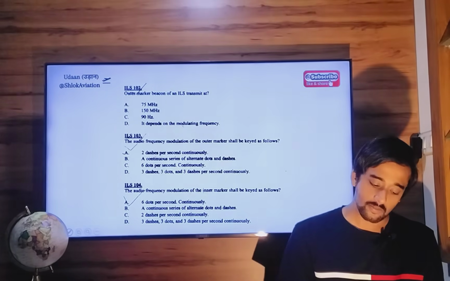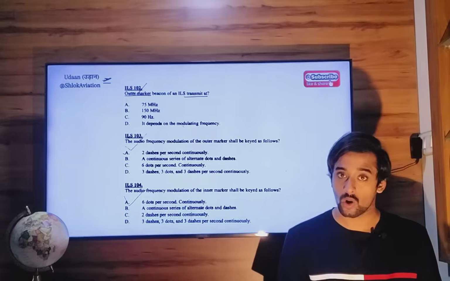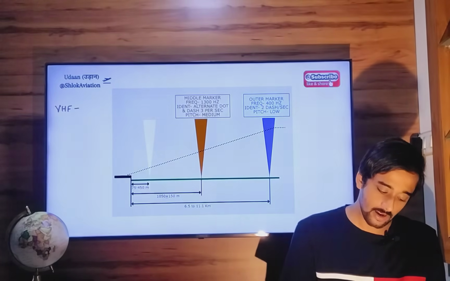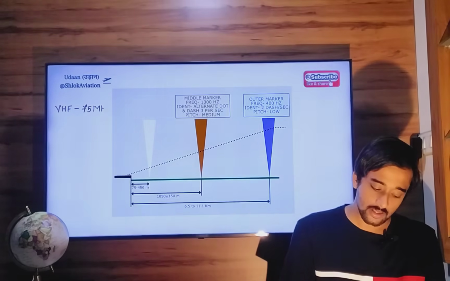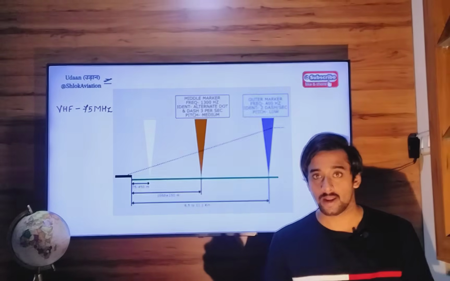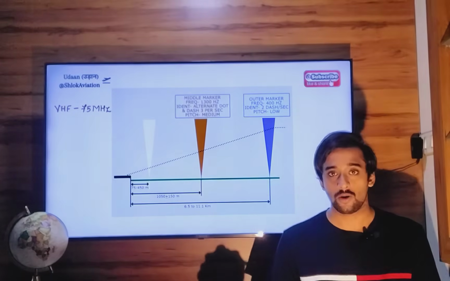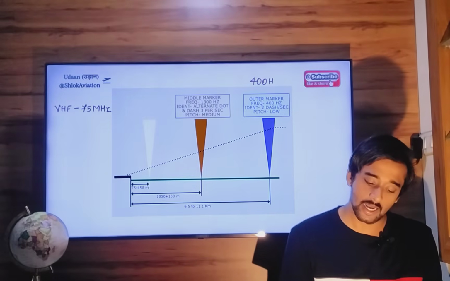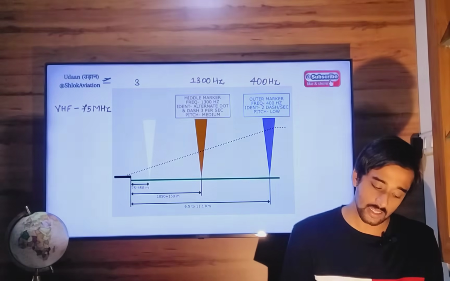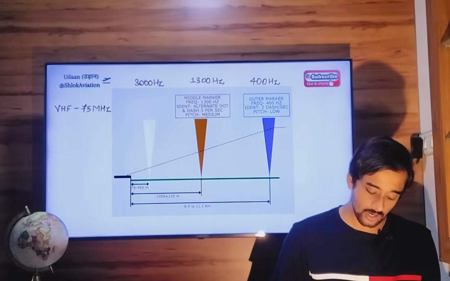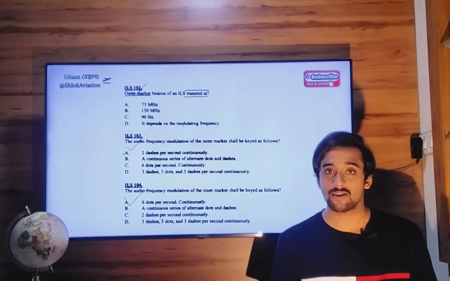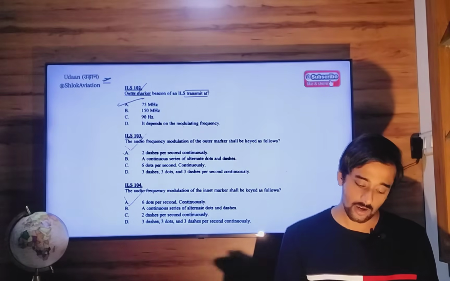102. Outer marker beacon transmits at what? So all marker beacons transmit at a fixed frequency of 75 megahertz, right? And this frequency is differently modulated for three different marker beacons. The outer marker is modulated at 400 hertz, the middle marker at 1300 hertz, and the inner marker at 3000 hertz. In this particular question, they have asked us about transmission frequency. So the transmission frequency is the same for all three marker beacons, 75 megahertz.